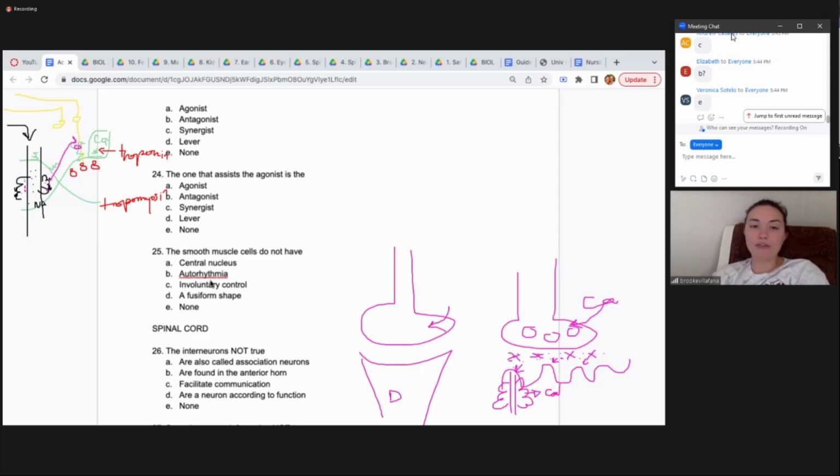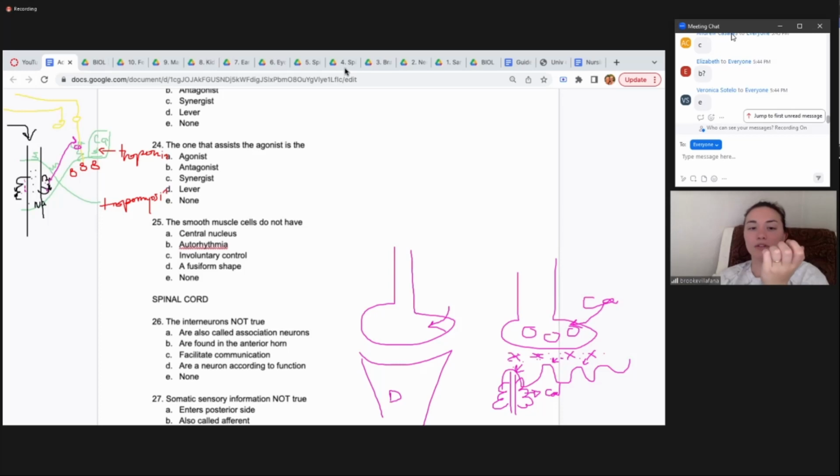So remember, they do not have autorhythmia. Autorhythmia is not the same as involuntary control. Autorhythmia refers to the fact that, like, if you cut out someone's small intestine, it would not keep going. Does that make sense? But if you cut out someone's heart, the heart is able to beat without the nervous system controlling it. Without the brain's input, the heart can beat. The only cells that are autorhythmic are cardiac muscle cells for the heart. So the smooth muscle cells are not autorhythmic. That's kind of a tricky one because it's just supposed to throw you off.